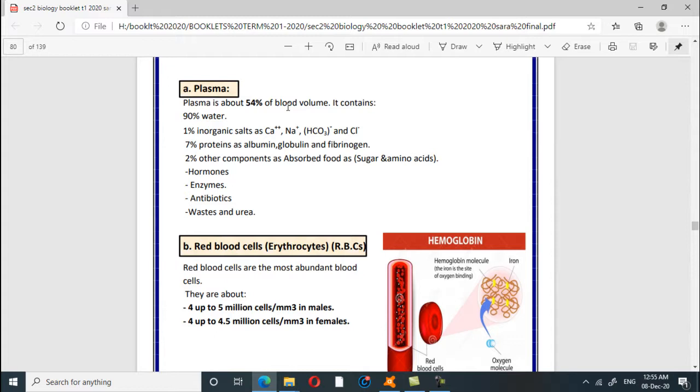Plasma forms 54% of blood volume. 90% of it is water, and the rest is inorganic salts like calcium, sodium, bicarbonate, and chlorine, 7% proteins like albumin, globulin, and fibrinogen, which helps in blood clotting, and 2% other components like sugar, amino acids, hormones, enzymes, antibodies, wastes, and urea.